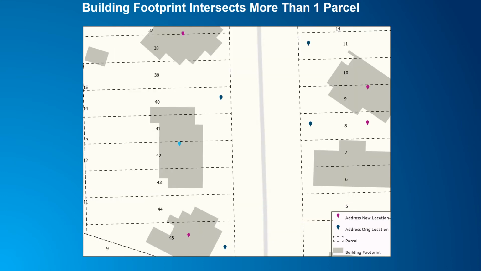If the building footprint intersected with many parcels, in this case, the address is on lot 40, but the building footprint not only intersects with 40, it intersects up to 43. In that case, if there were no other address points in the other parcels, we consider the whole entire building footprint for the address placement.